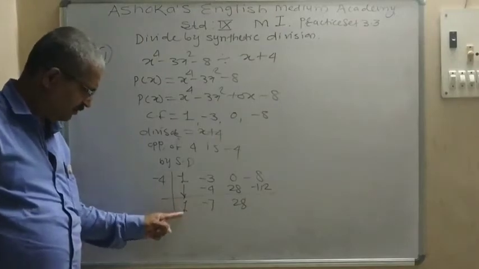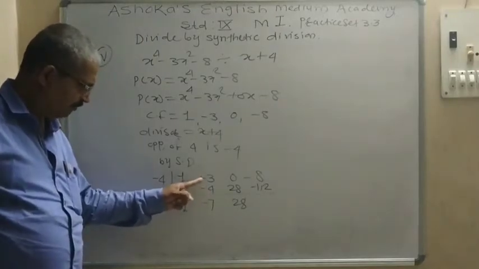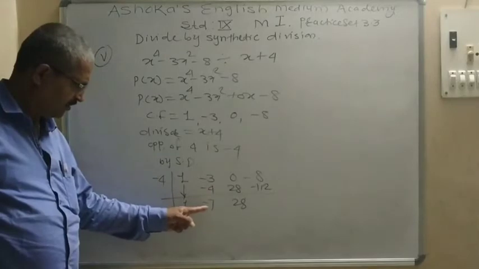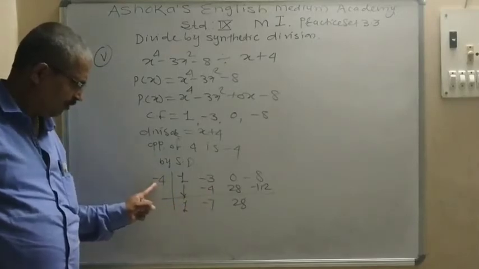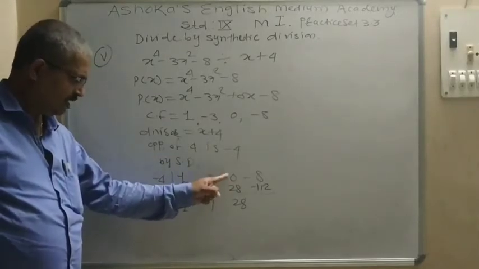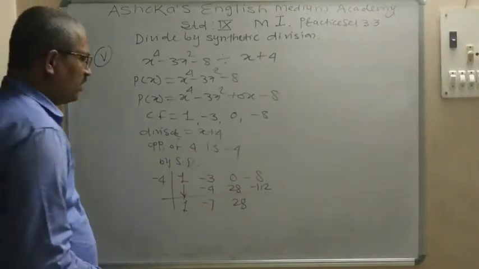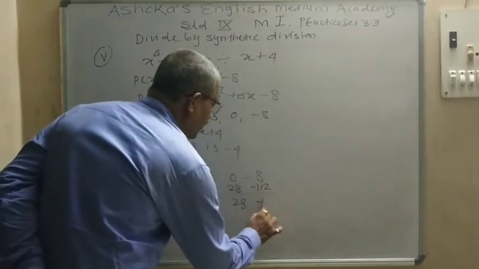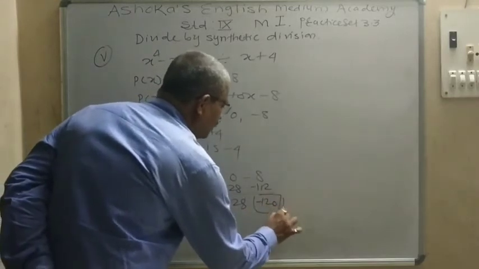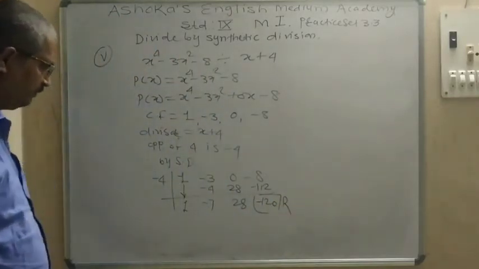One more time. 1 as it is. 1 into 4, minus 4. Minus 3 minus 4, minus 7. Minus 7 into 4, positive 28. 28 plus 0, 28. 28 fours are minus 112. So what happens? Minus 120. This is the remainder.